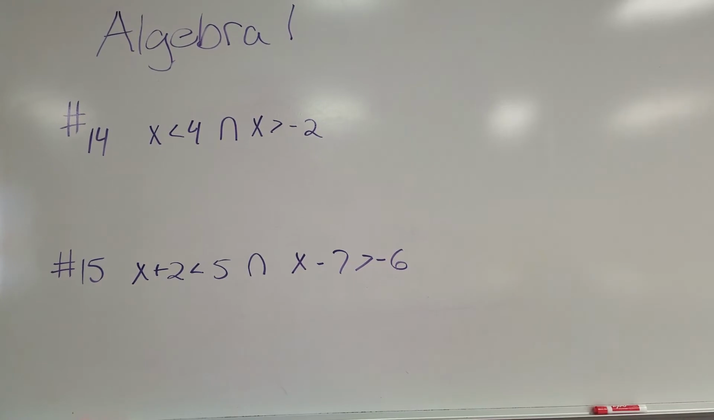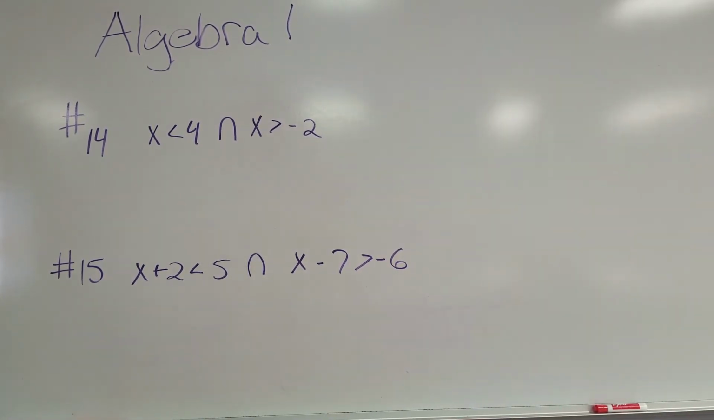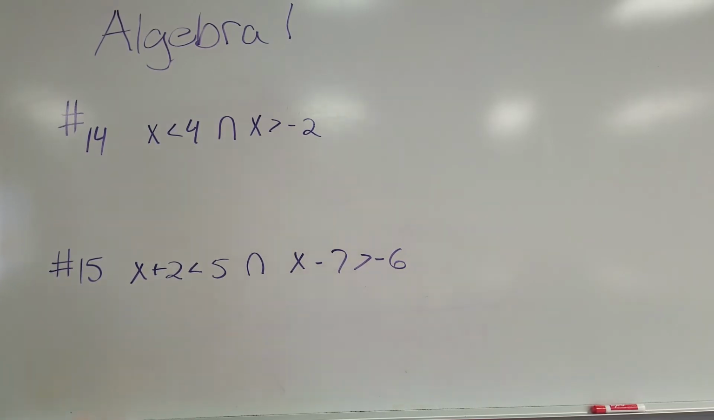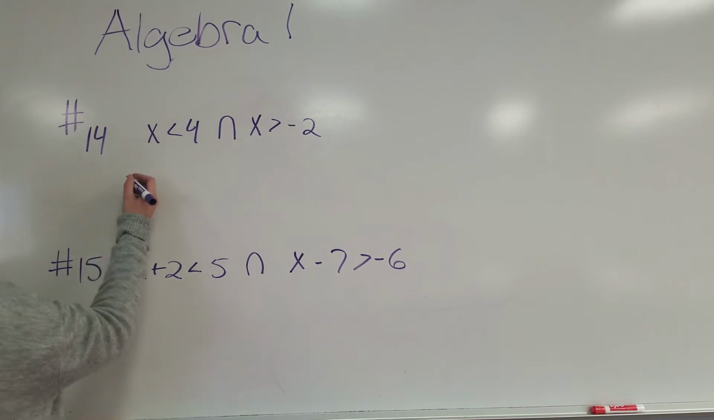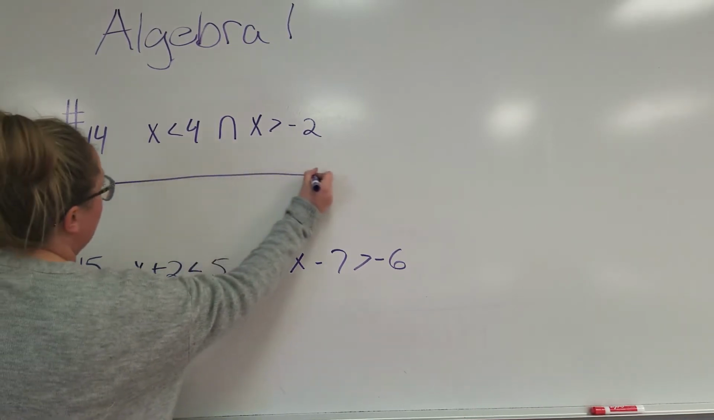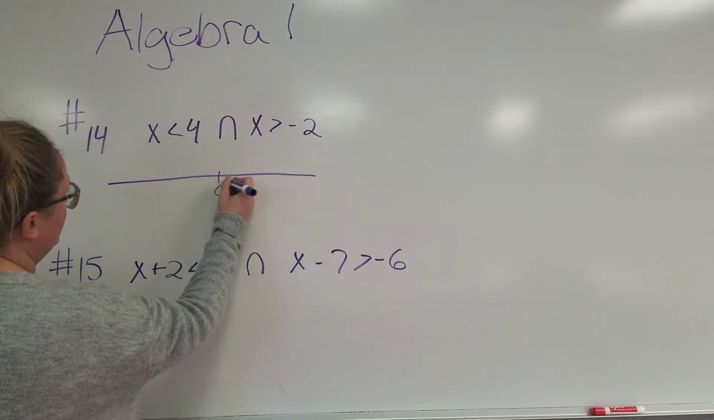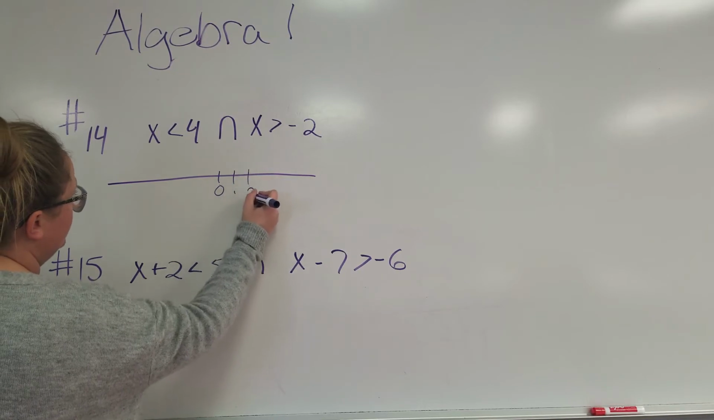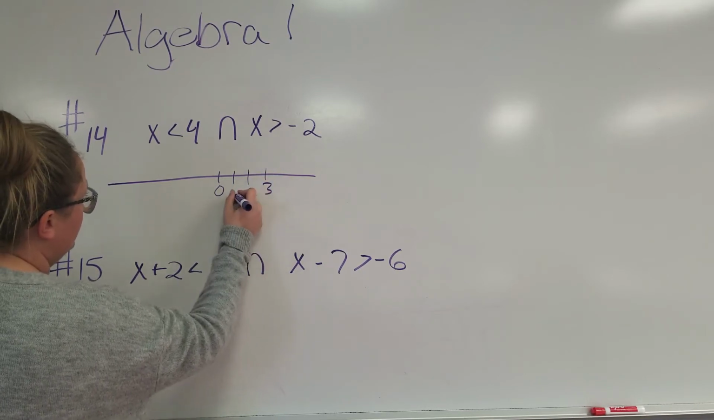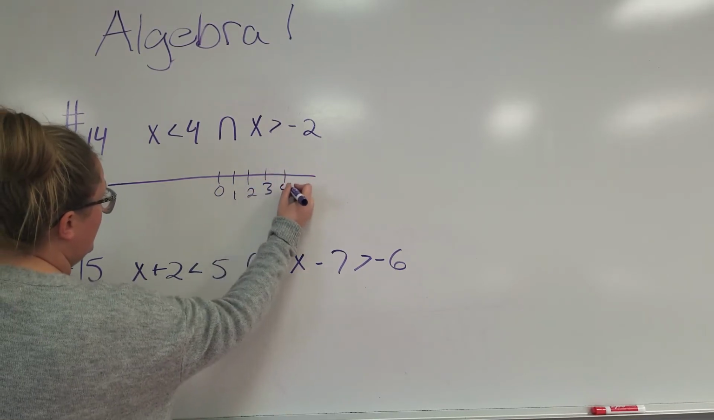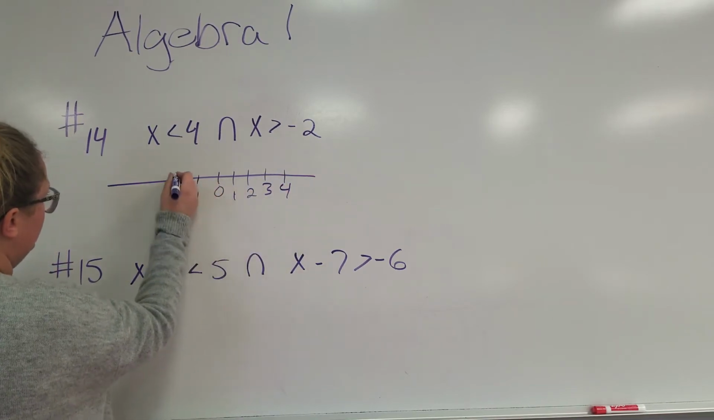All right, in problems number 14 and 15, we're going to do some intersections of sets on the number line. So on number 14, they want the intersection of x is less than 4, and x is greater than -2. So you just need to plot these on the graph. Here's your 0, 1, 2, 3, 4, and -1.